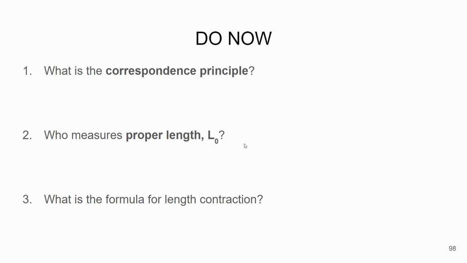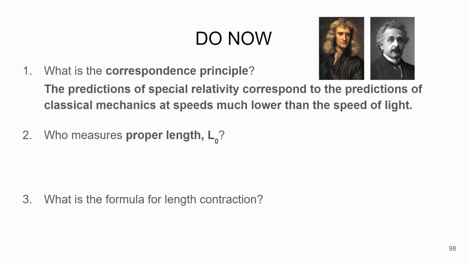First, what is the correspondence principle? This is the idea that the predictions of special relativity correspond to the predictions of classical mechanics at speeds much lower than the speed of light. So why is this important?